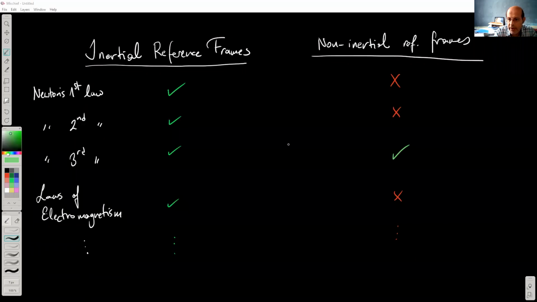So I'm going to talk about the issue of these accelerated reference frames. So let me do it like this. So this is some kind of a short summary.